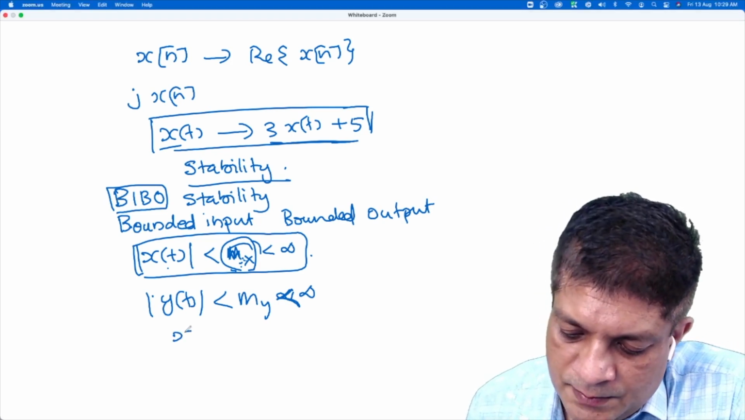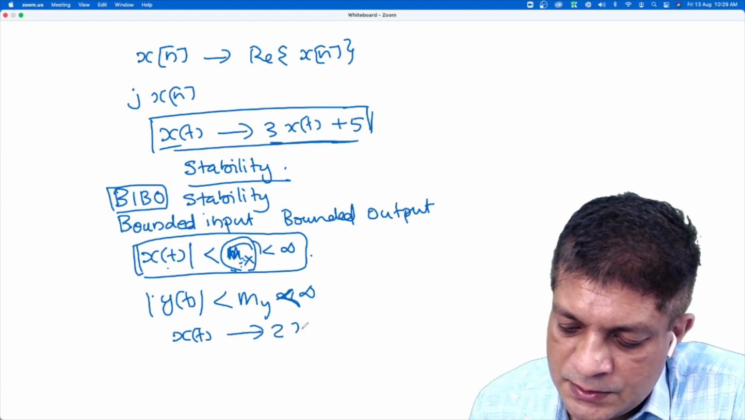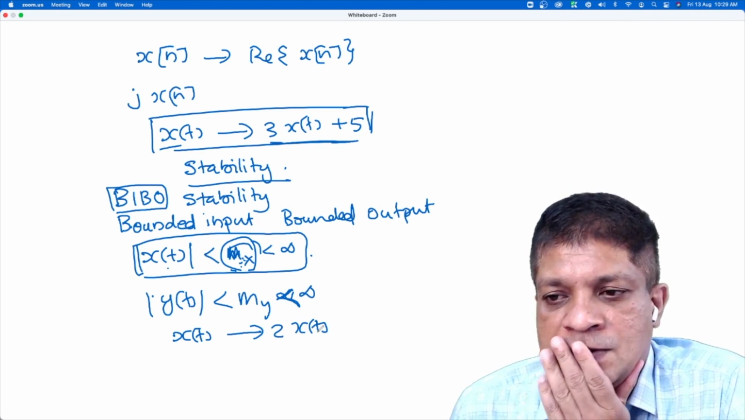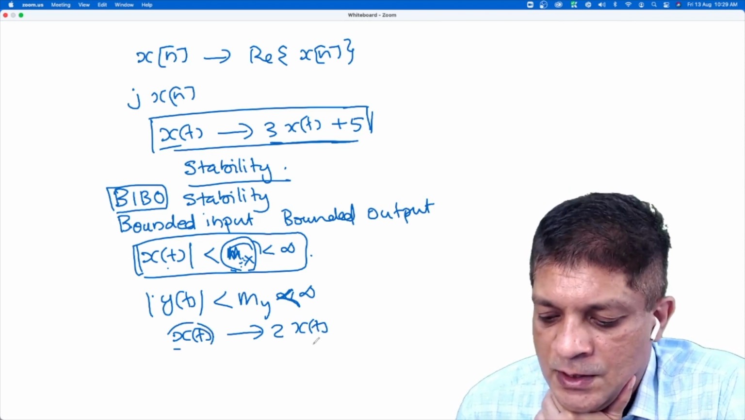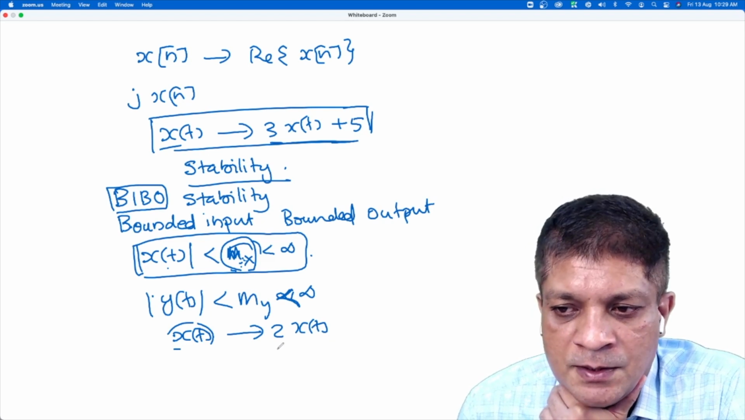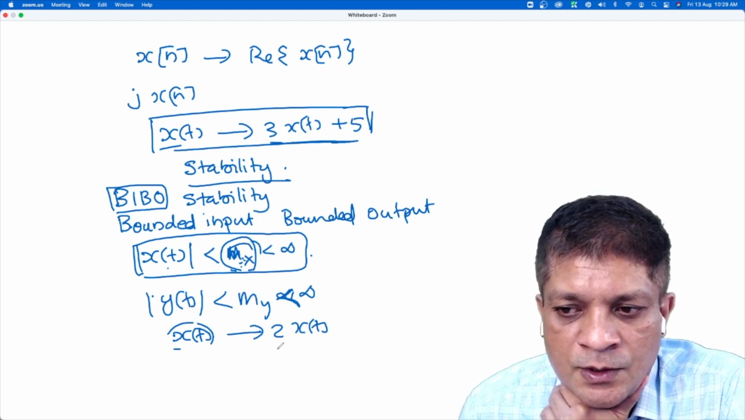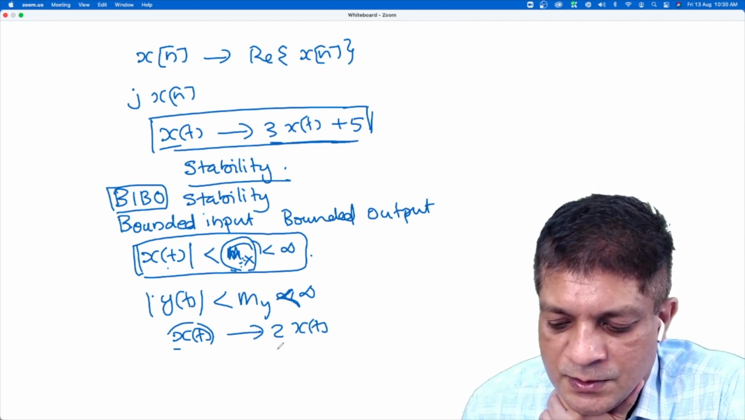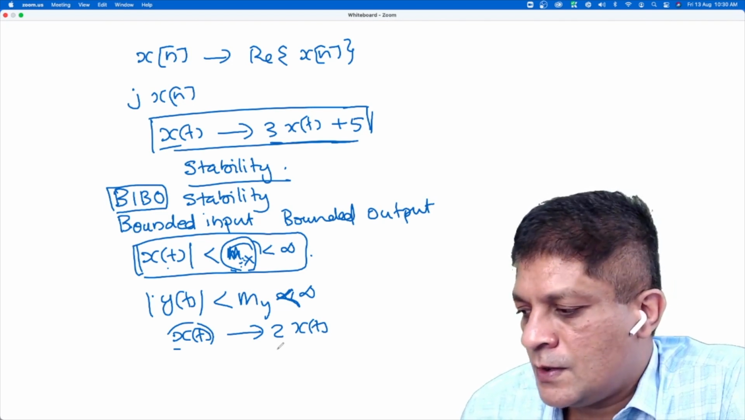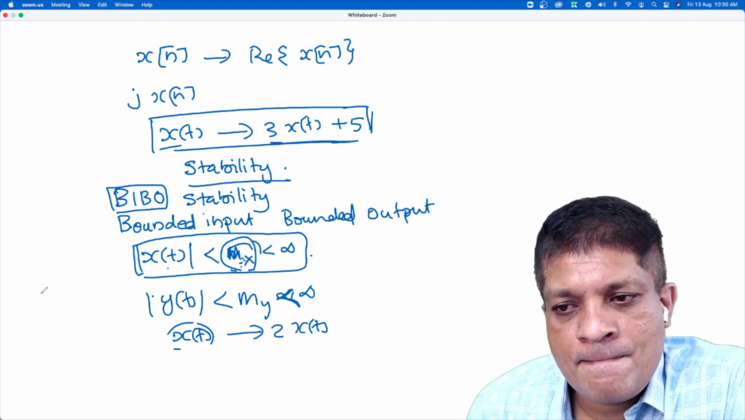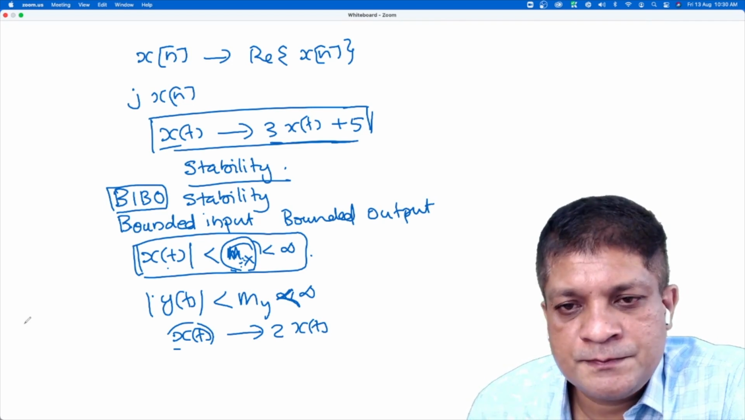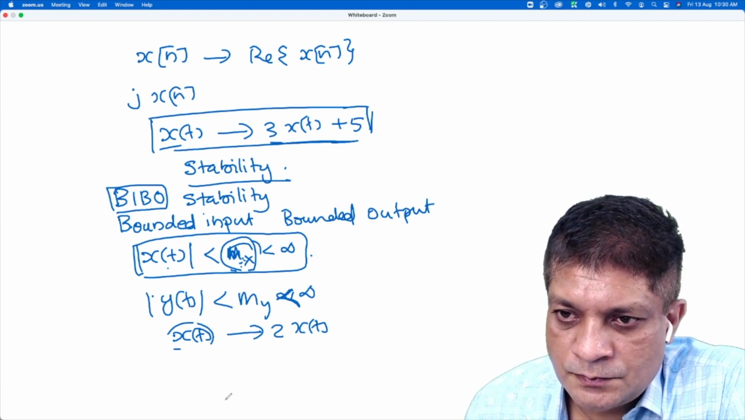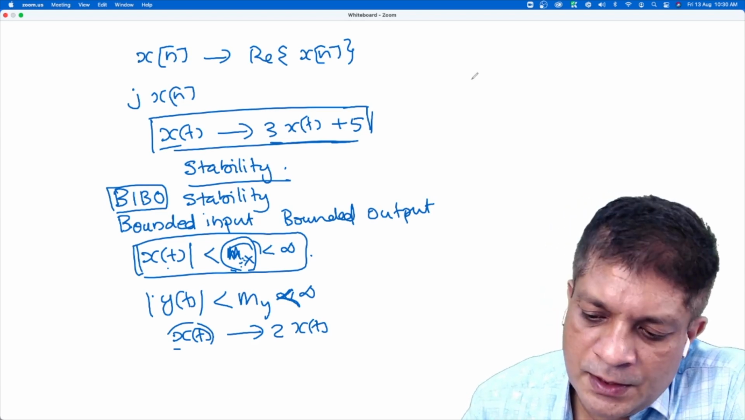Now, what about this system x(t) to 2x(t)? Is it a stable system? It is a stable system. If you are giving a bounded input, the output is always bounded. It is multiplied by a factor of 2 only. Bounded output is always bounded if the input is bounded. Can you give an example of an unstable system? What about an integrator?